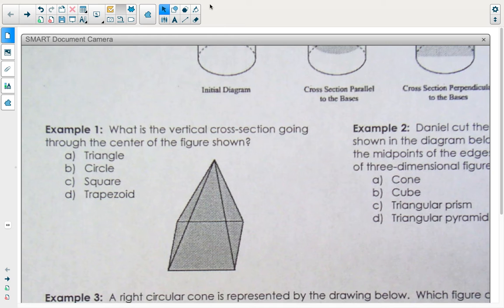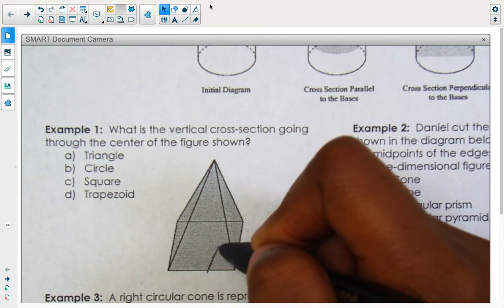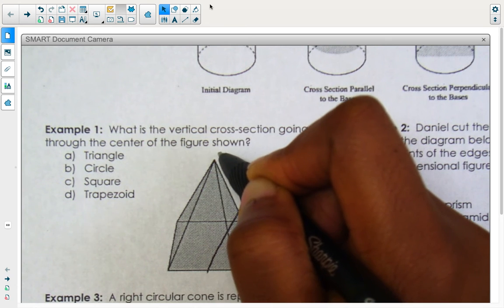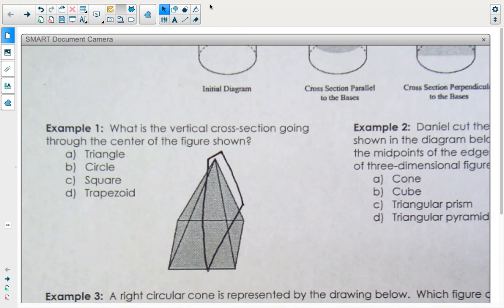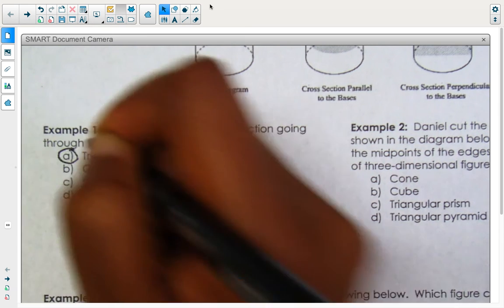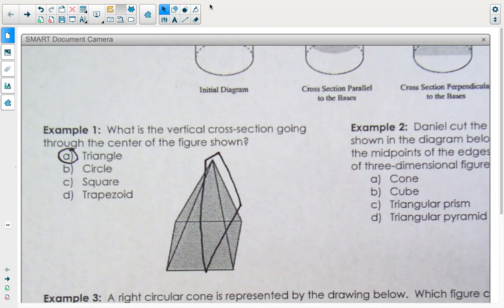Example 1. What is the vertical cross section going through the center of this figure? So I'm doing it vertically, meaning perpendicular to the base. I am not the best drawer, but I am going to attempt to draw this picture here. You can imagine a sheet of paper going vertically through the base. We're using our imagination that I am slicing this vertically. So what is the vertical cross section going through the center of the figure shown below? It is going to make a triangle. So I have this prism, I'm going to cut it straight through the middle, up and down, and it's going to make a triangle.